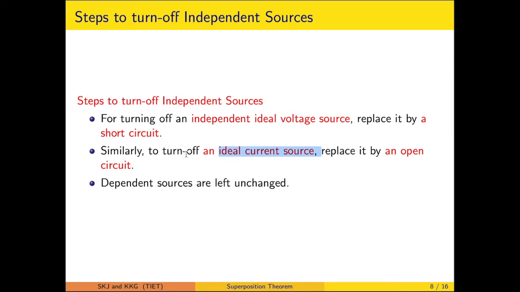Now the dependent sources have an influence where the parameter depends on some other voltage or current, so they are to be left unchanged. So here only the independent sources are considered one by one, and the others are turned off, where the dependent sources are left unchanged.